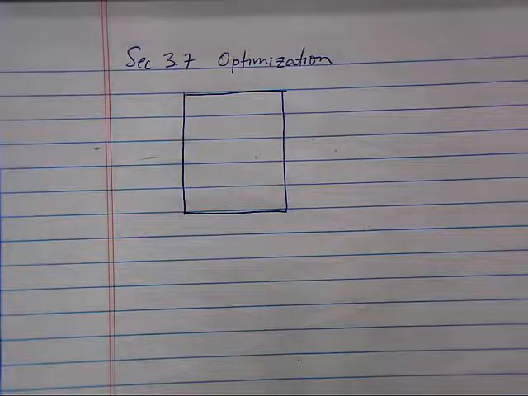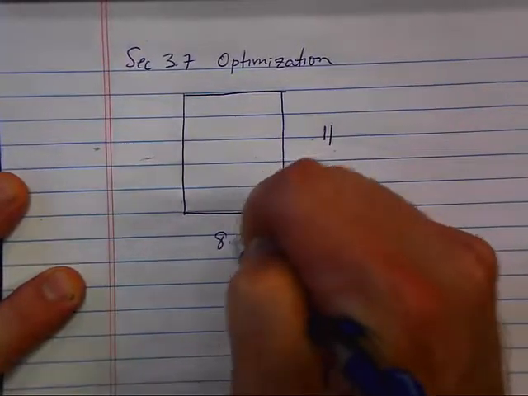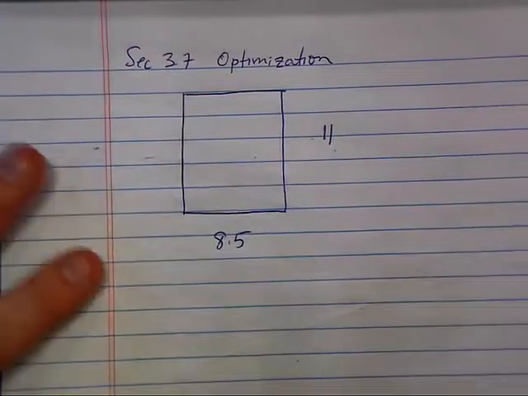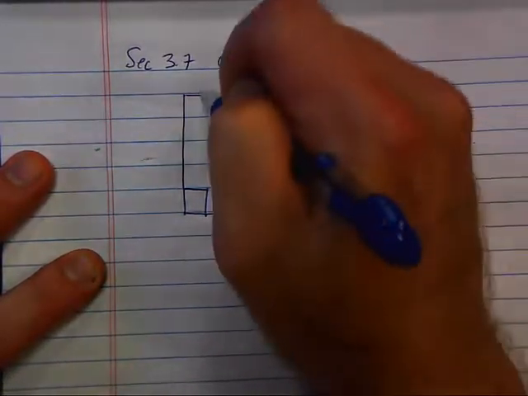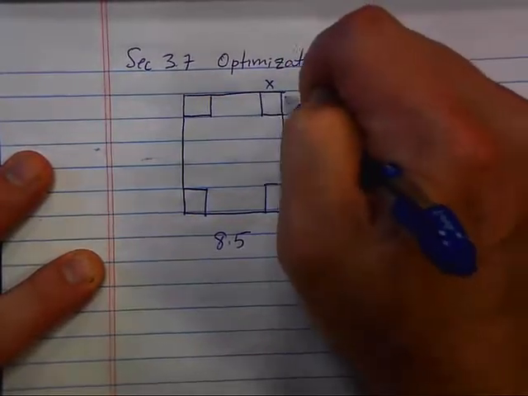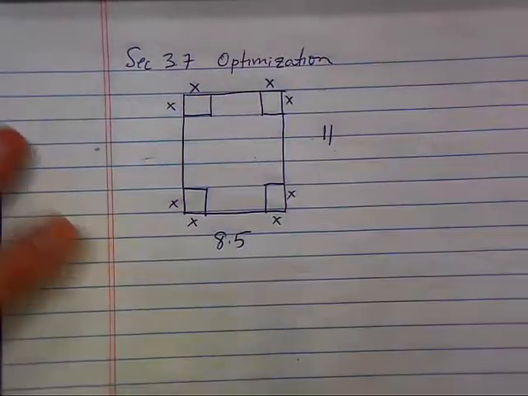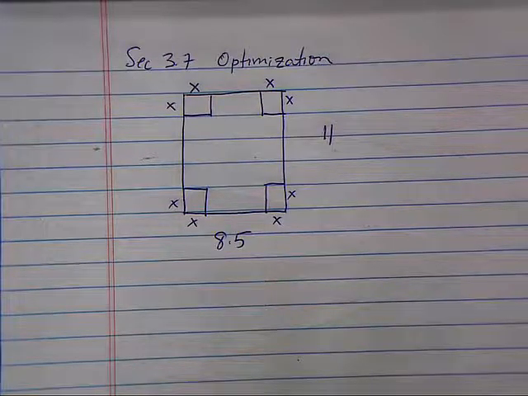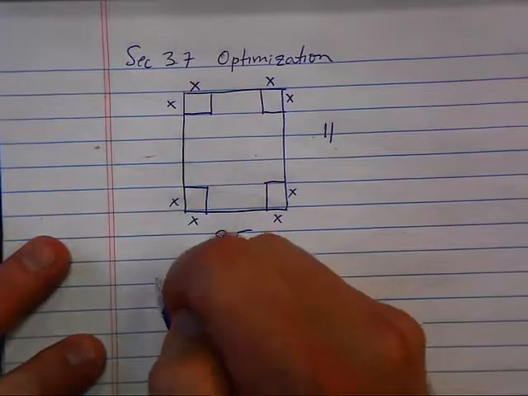Okay, here was the situation we just had. We started with a piece of paper, which was 11 by 8.5. And what we did is we cut a corner out of each side, and we folded it up, and we made a box with no top. And these squares were all the same, x by x. The real question is, how much should we cut out in order for the box to be as big as possible, to have the maximum volume?